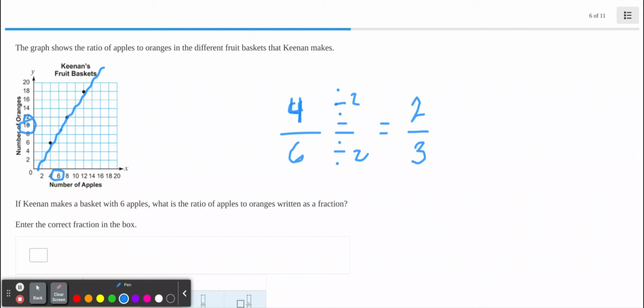So if I am looking then, I'm going to change my color here. If I'm looking then for a ratio where my apples, or my top number, is going to be 6, which is what I'm looking for here, 6 apples, I just need to figure out what I'm doing to get between 2 to 6 so I can do the same thing to 3.